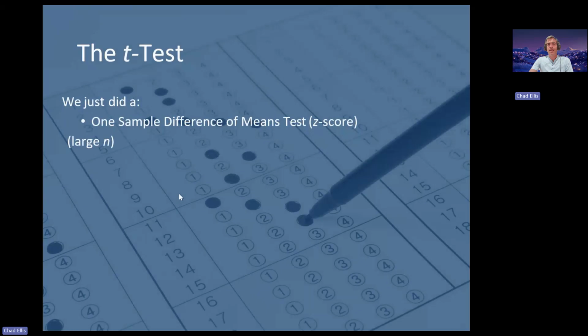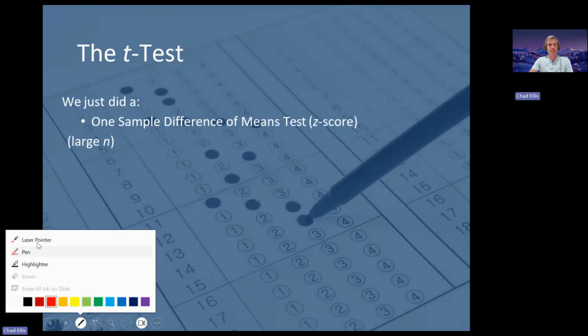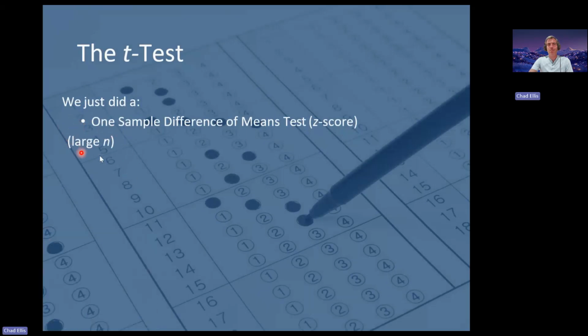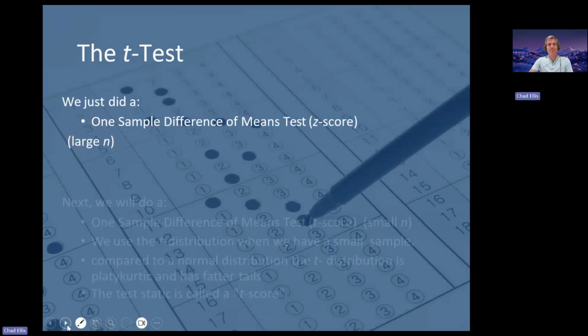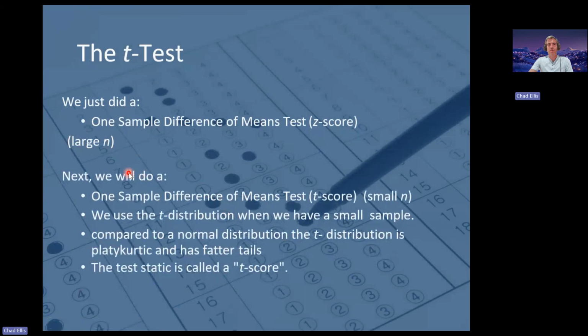At the end of the last video, we did the one sample difference of means test using the Z-score. We use the Z-score as our test statistic when we have a very large sample size. Next, we're going to do the same kind of test, a one sample difference of means test, but using not the Z-score but the T-score. Why? Because we use the T-score when we have a smaller sample size.